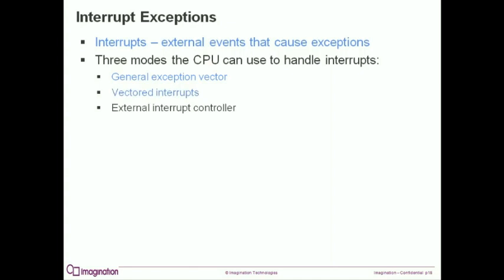And third is the external interrupt controller mode, or EIC for short. An external interrupt controller can supply the CPU with a value from 0 to 63. 0 indicates that there are no interrupts pending, and 1 through 63 indicates the vector of the interrupt to be serviced. So in this mode, the CPU can be given 63 different interrupt vectors.